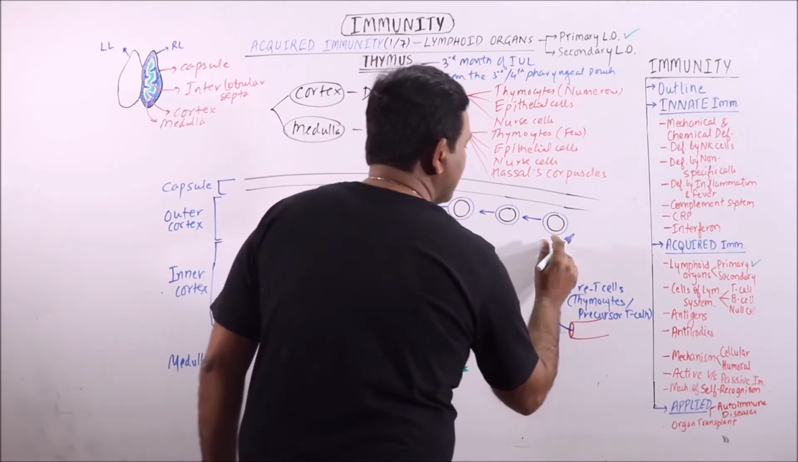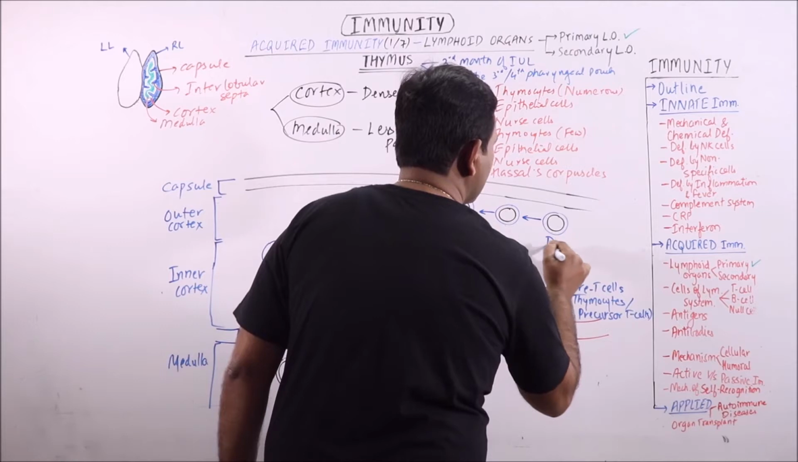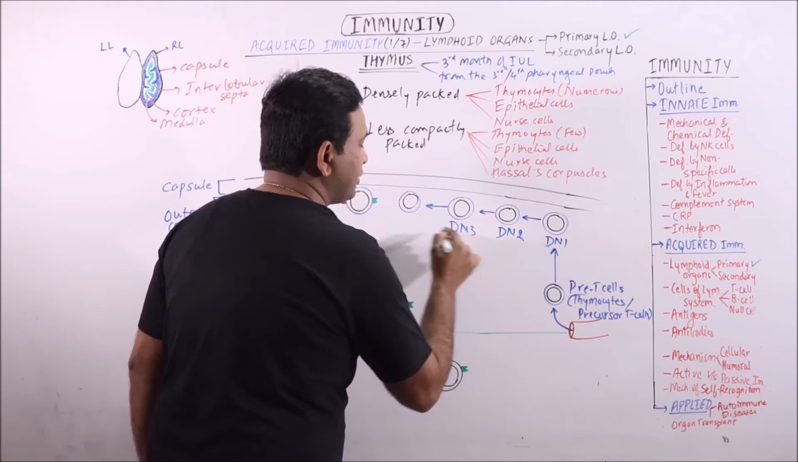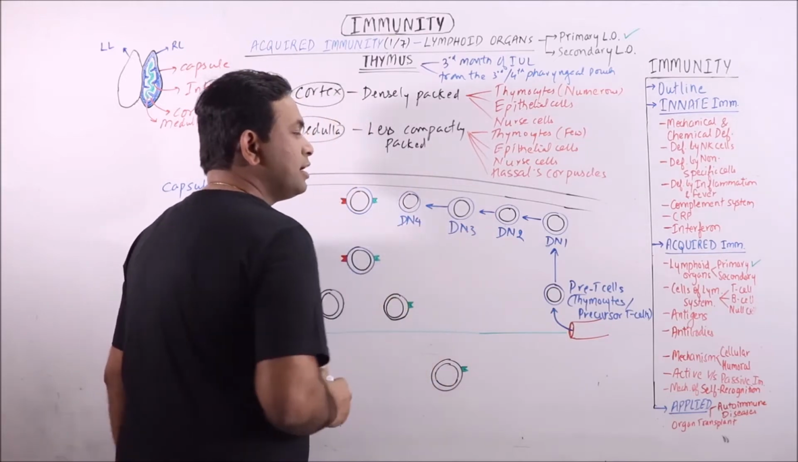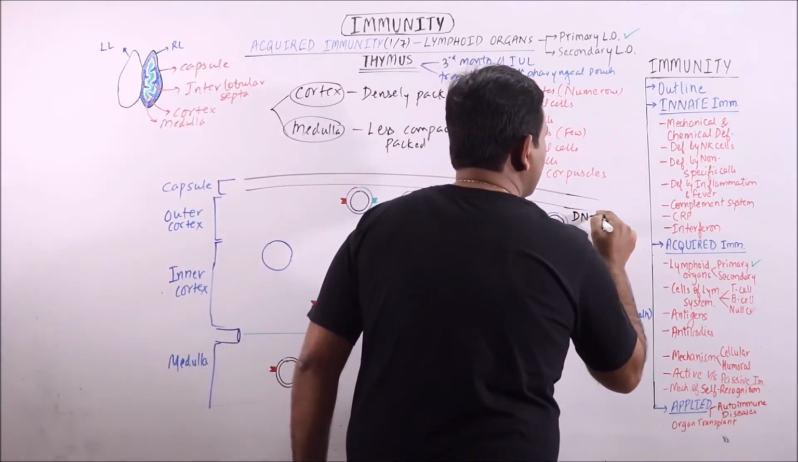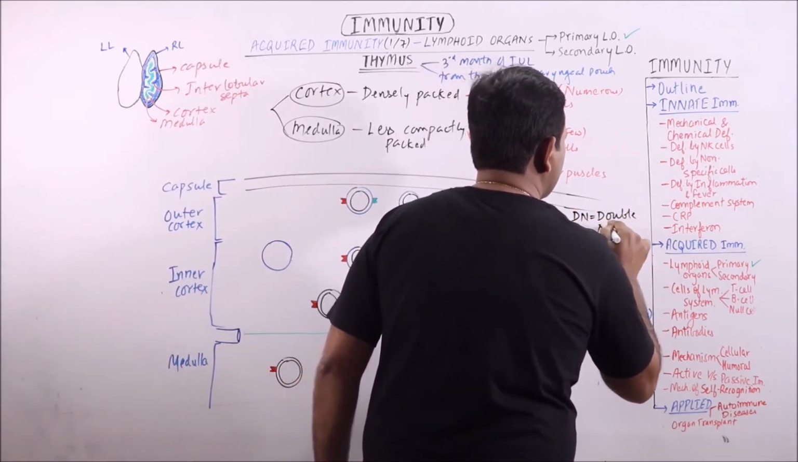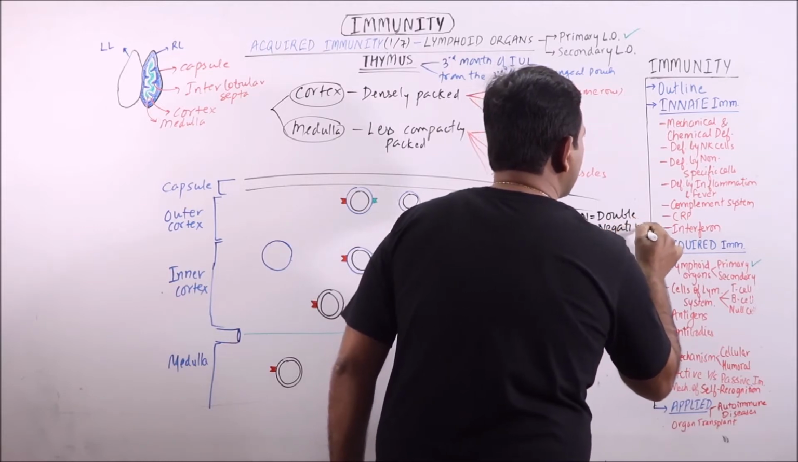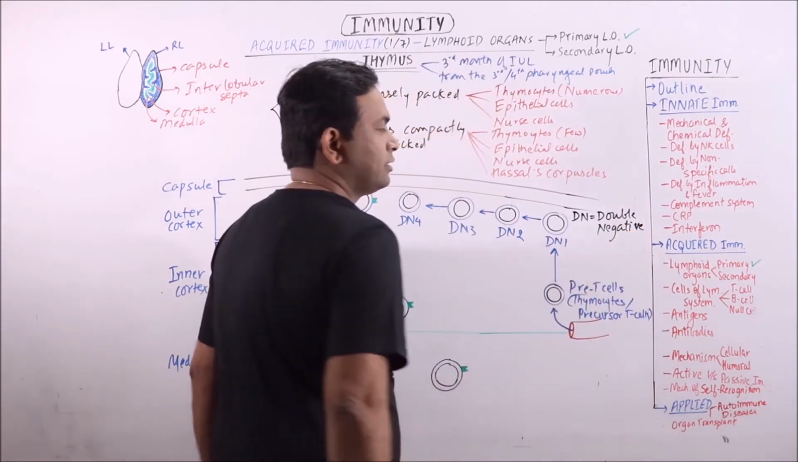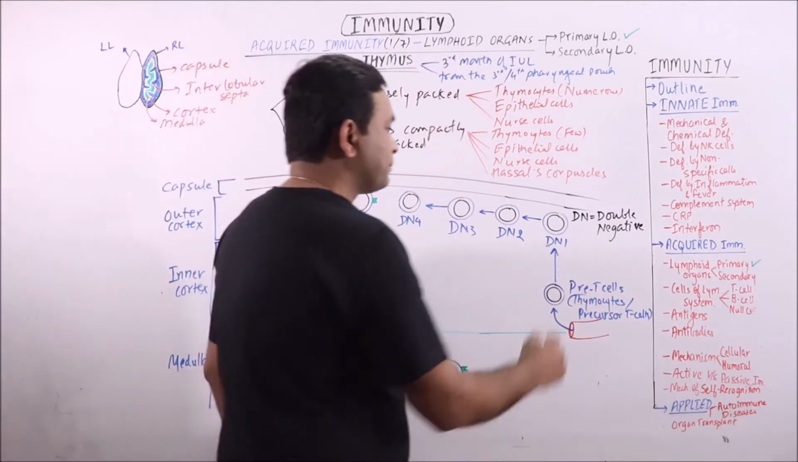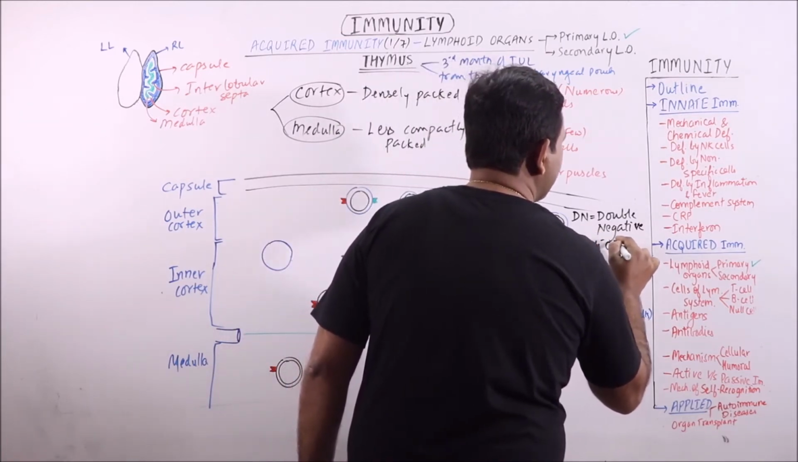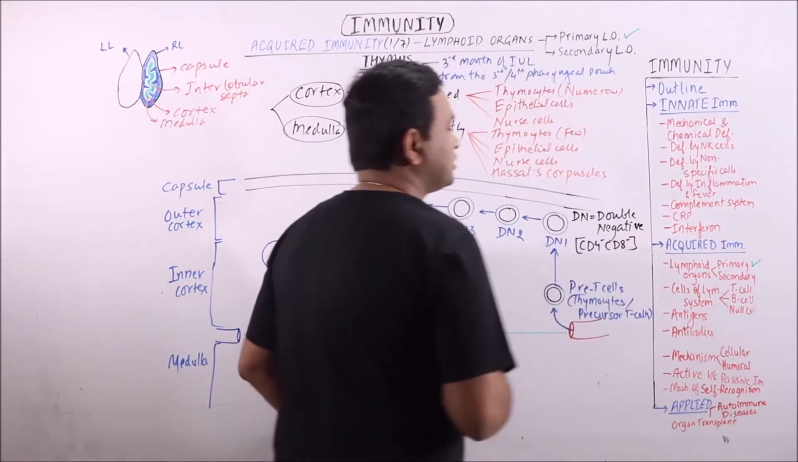are known as DN1, DN2, DN3 and DN4. DN means double negative. There are two very important surface receptors on T cells which are glycoprotein in nature, that is CD4 and CD8. So both are absent in these type of cells. That's why these are CD4 negative and CD8 negative type of cells.